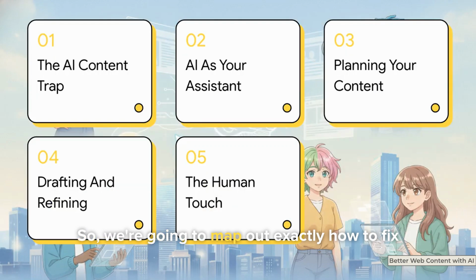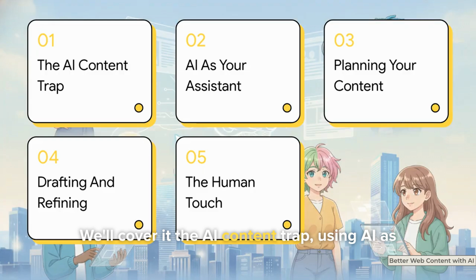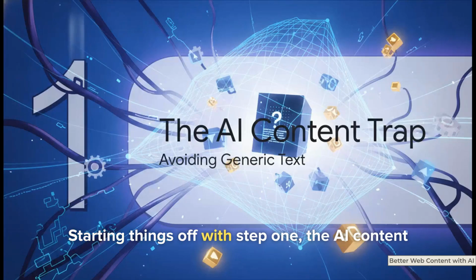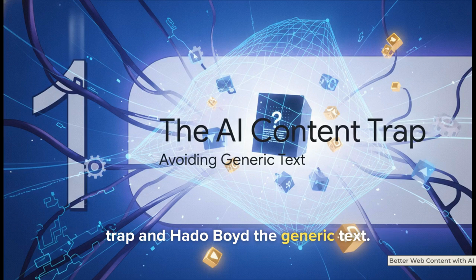So we're going to map out exactly how to fix this with a 5-step workflow. We'll cover the AI content trap, using AI as your assistant, plotting your content, drafting and refining, and finally, adding the human touch. Starting things off with step 1, the AI content trap, and how to avoid that generic text.